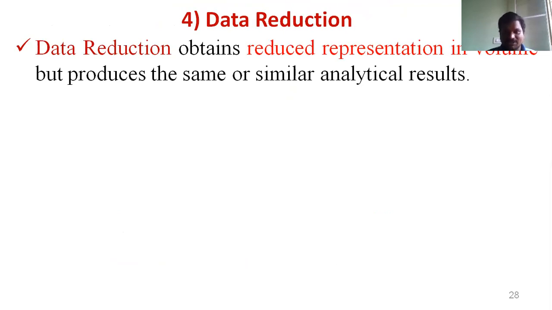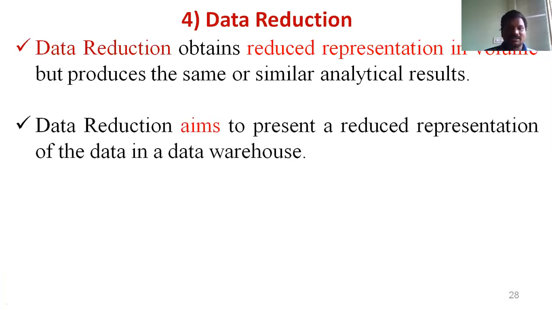Reduced representation means, for example, data of size 1 GB can be reduced to 500 MB, and the content in the data cannot be changed. That means you cannot remove the content in the data. That is called data reduction. It produces the same or similar analytical result. With the old data and the reduced data, you require the same result. That is data reduction.